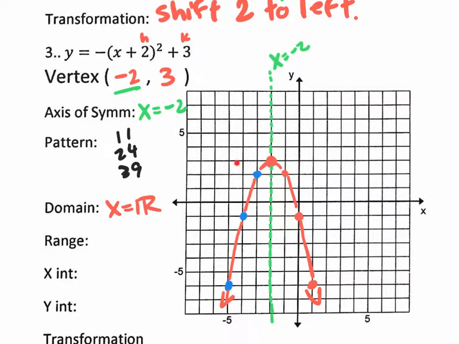So what's the range of this guy? What's the range? Y is less than or equal to what? 3. Perfect. Okay, now right here on the x-intercepts, this is weird.